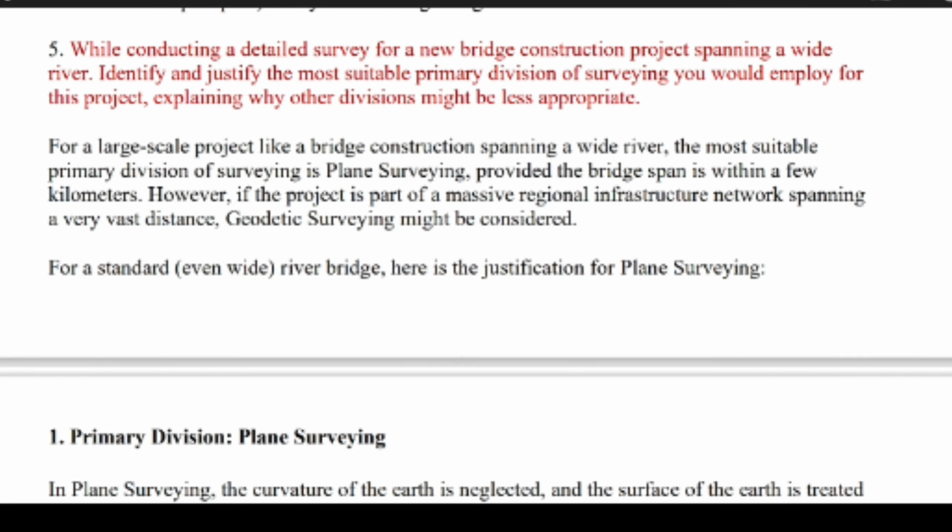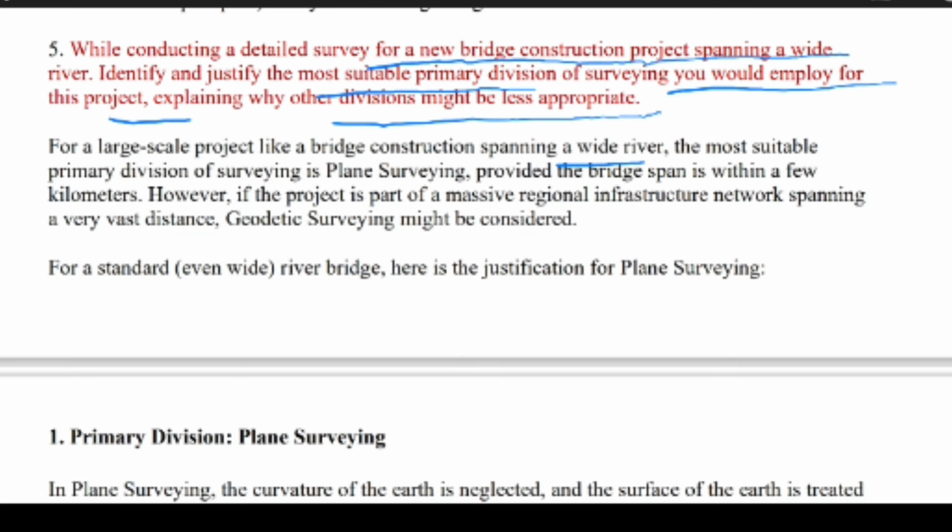While conducting surveying for a new bridge construction project spanning a wide river, which is the most suitable primary division to employ for the project, and explain which division might be less appropriate. For large construction, for example the construction of bridges spanning a river, plane surveying is suitable as the primary division. First we have to go for plane surveying to find the span of a kilometer of the bridge, and we might consider geodetic surveying for very large distances.